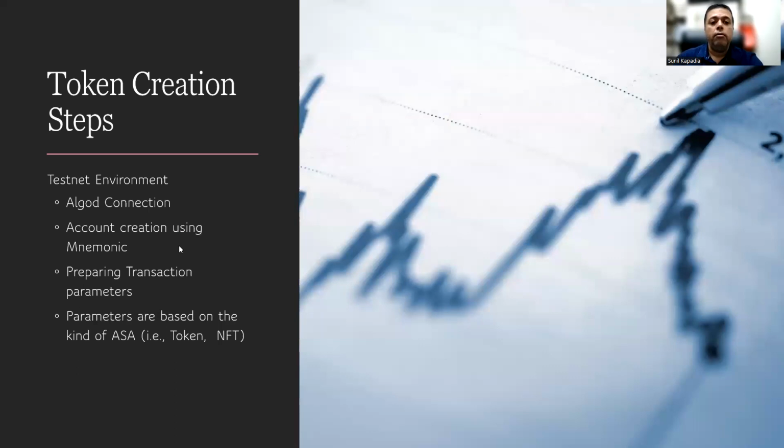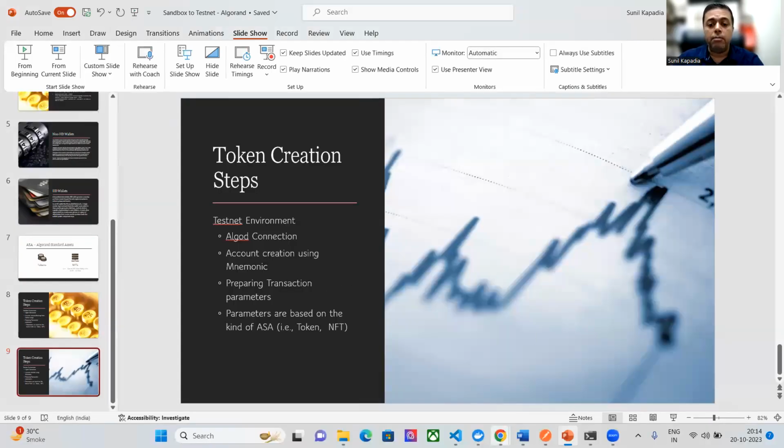And if you are doing it on the test network, the only thing that changes is the algod connection, of course, because you are not connecting to localhost, you are connecting to a different network altogether. Then the account creation is done using your mnemonic, right? And again the same thing, preparing transaction parameters, depending on the tokens or NFTs you are going to create. So let's see what I meant by parameters.